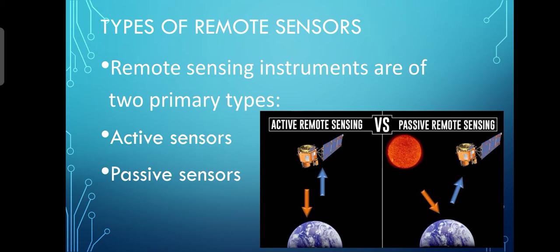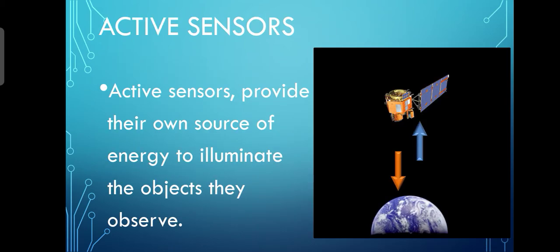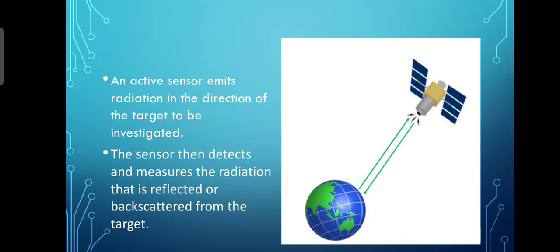Active sensors. Active sensors provide their own source of energy to illuminate the objects they observe. An active sensor emits radiation in the direction of the target to be investigated. The sensor then detects and measures the radiation that is reflected or backscattered from the target.